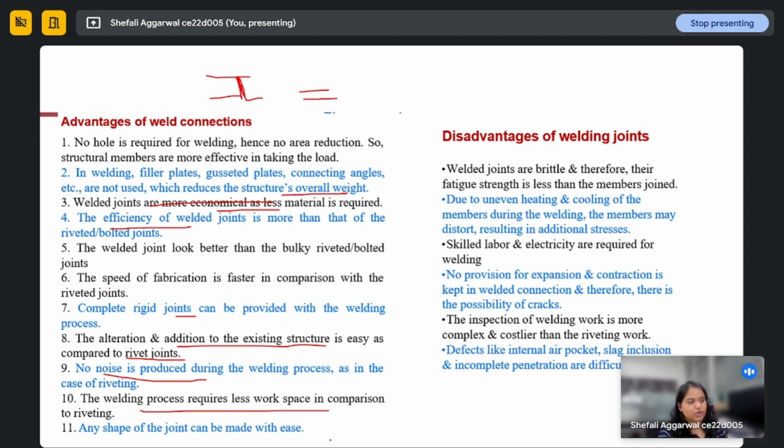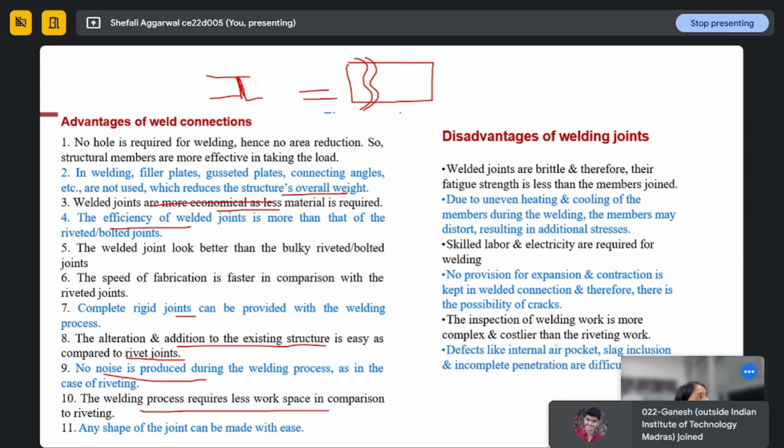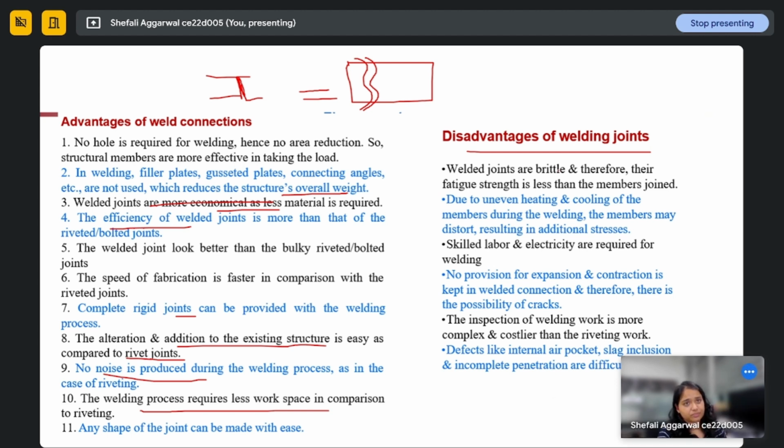Any shape of joint can be made with ease. Even if we have a circular thing, we can join it with a weld joint, but it will be difficult when we have to go for a rivet or bolt connection. However, a disadvantage of welded joints is that they are brittle, so they will cause a point of failure. In our complete member, if we have a weld joint here, that will be our point of failure, as maximum stress will be at this joint.